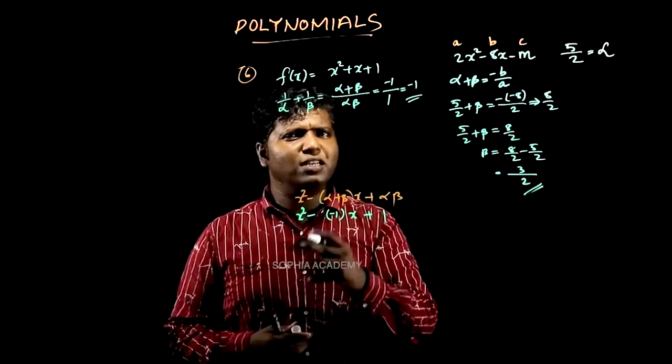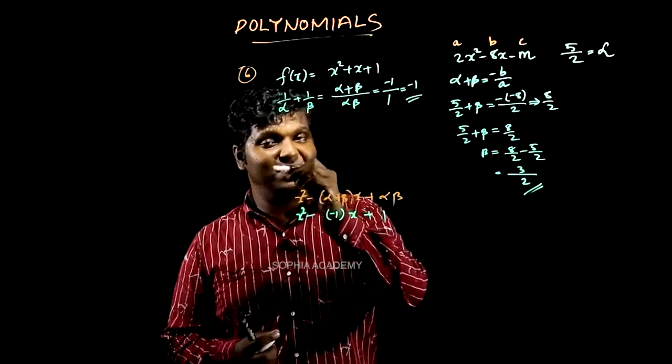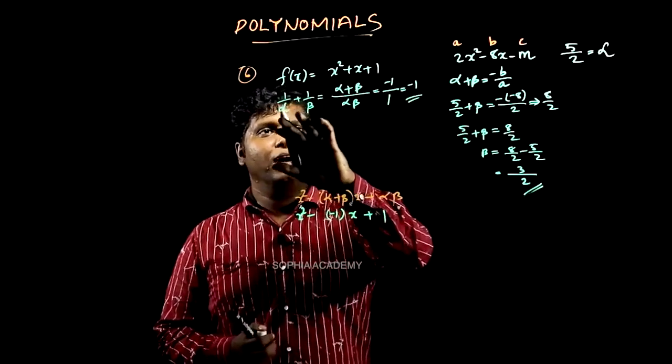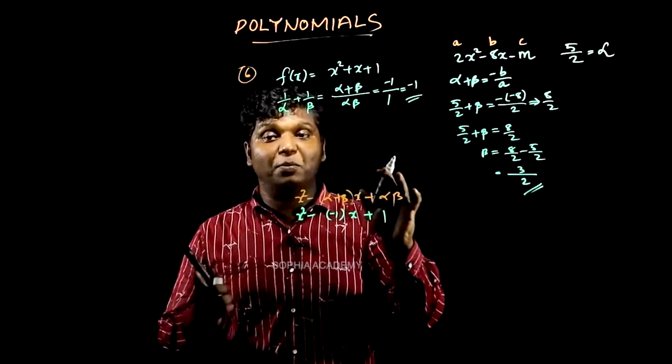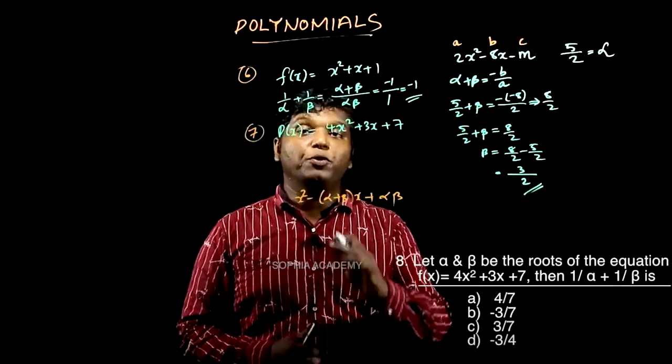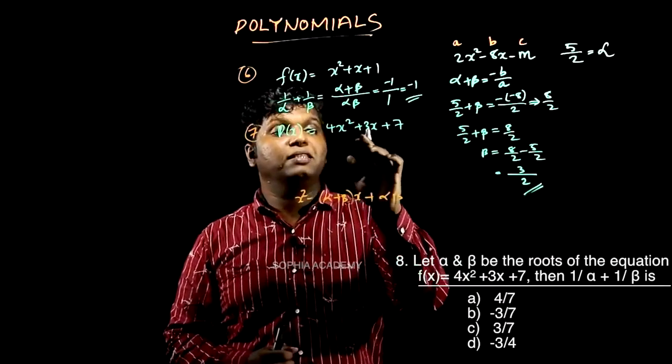So I will give you one more question. Let me see how much of you are going to do that one. Question number 7. So I'm just changing the polynomial here. Let me change the polynomial. So here goes the question before you. P of x is equal to 4x square plus 3x plus 7.